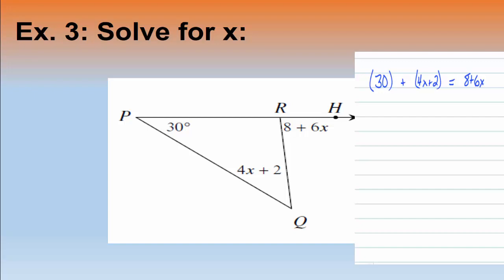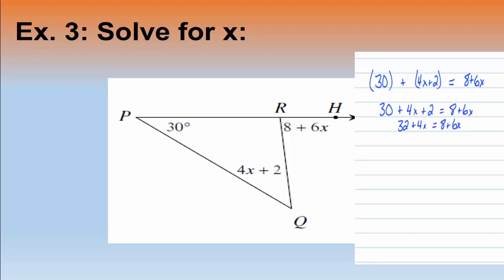Now, since I look at my parentheses, there's no negative signs or subtraction sign in front of either one, so we don't need the parentheses anymore. 30 plus 4x plus 2 equals 8 plus 6x. And we'll combine our like terms. 30 plus 2 is 32 plus 4x equals 8 plus 6x.